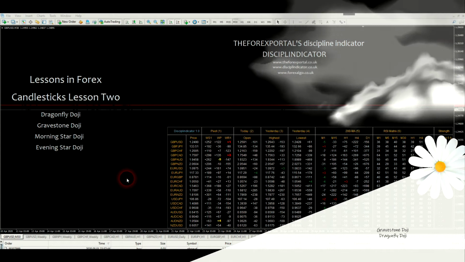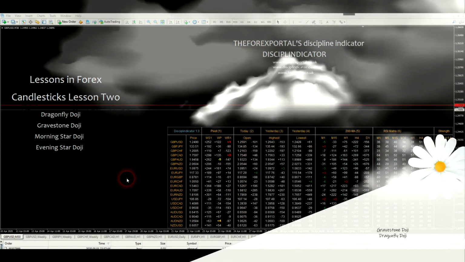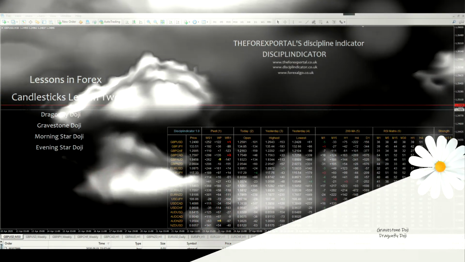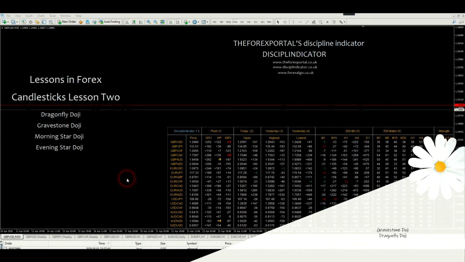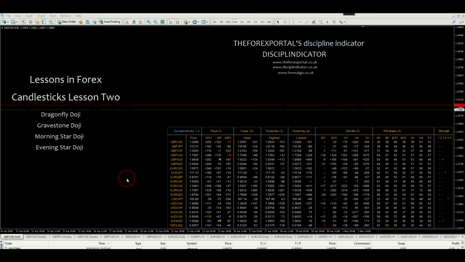Forex Portal, bringing you another lesson in Forex, and this is lesson 2 on candlesticks. In this lesson I'm going to be discussing Dragonfly dojis, Gravestone dojis, Morningstar dojis and Evening Star dojis.